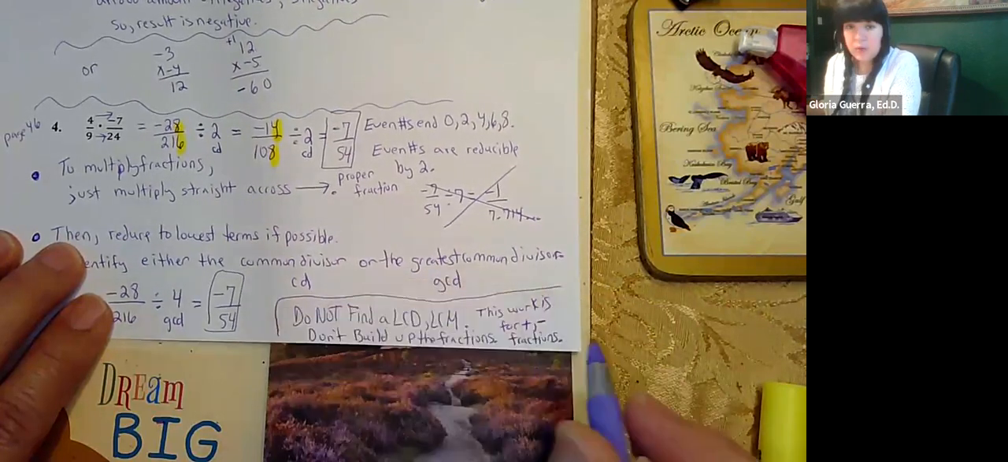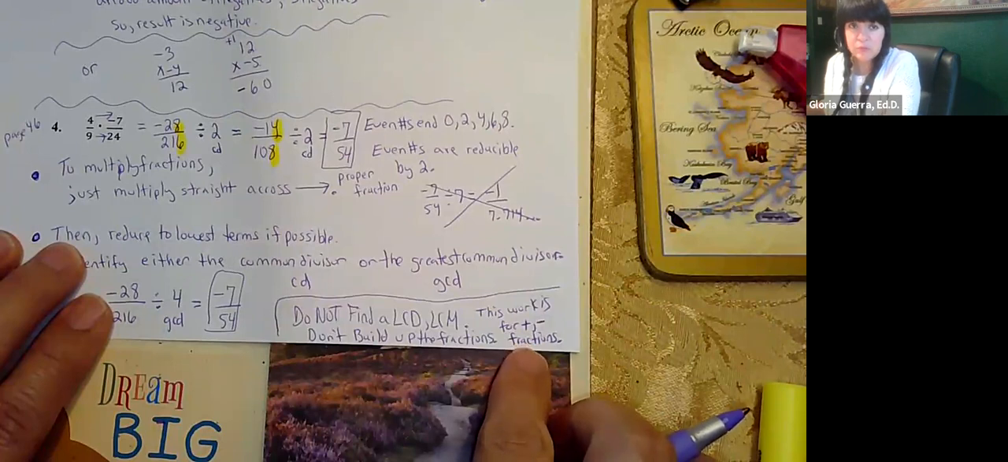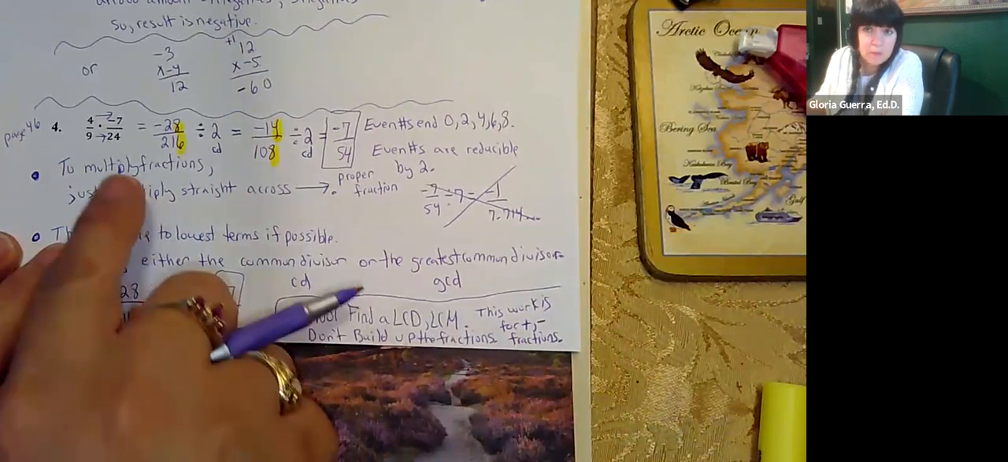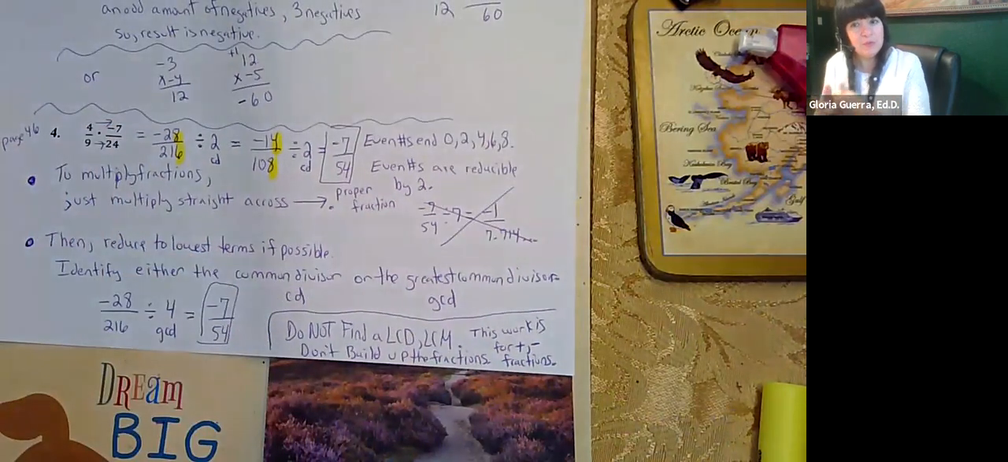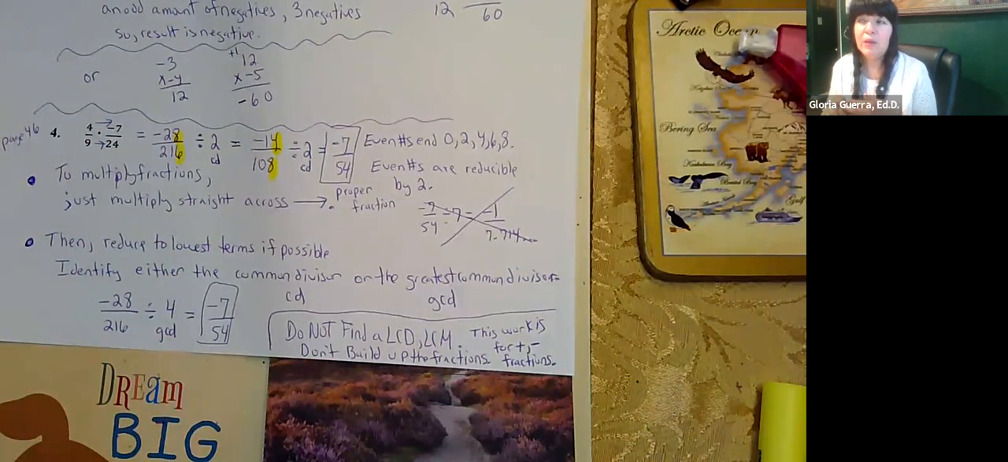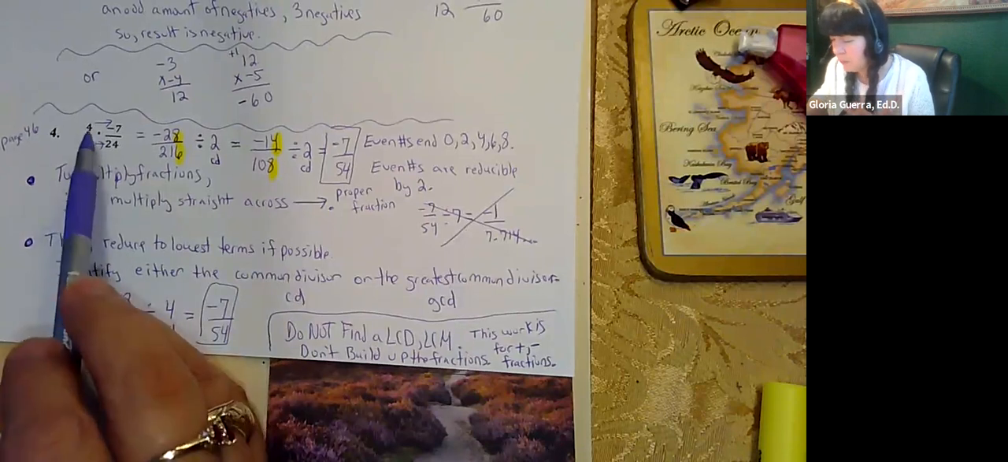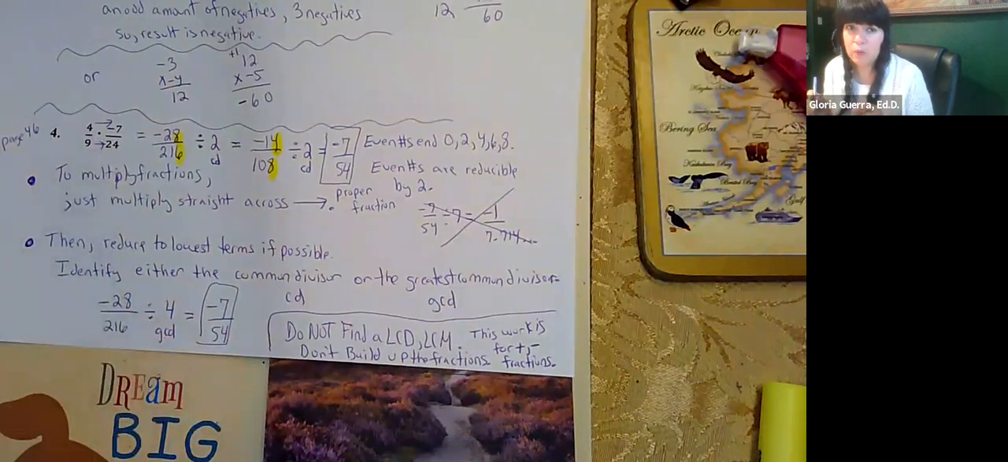That work is for adding or subtracting fractions, not for multiplying them. Okay. And so it's really tough when I'm grading papers. It's a shame because that takes a lot of time. Sometimes I have students that do find a common denominator correctly and they build it up, but all that work is done in vain because they're multiplying, and you don't do that kind of work for multiplying them. It's only for adding and subtracting.